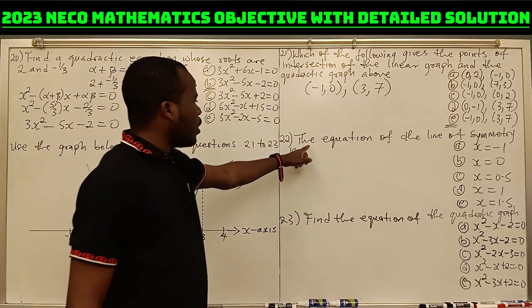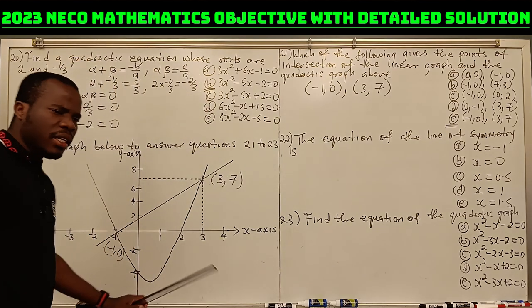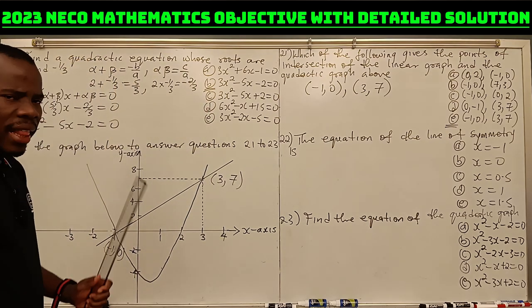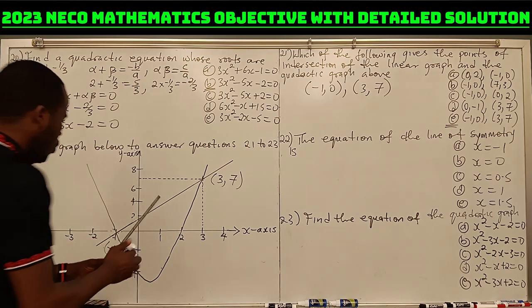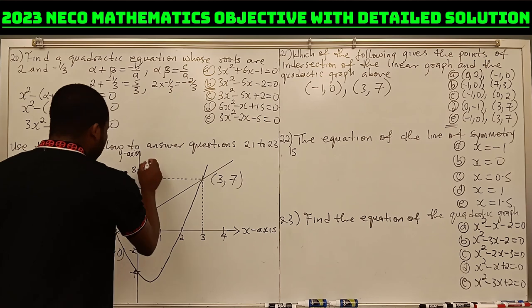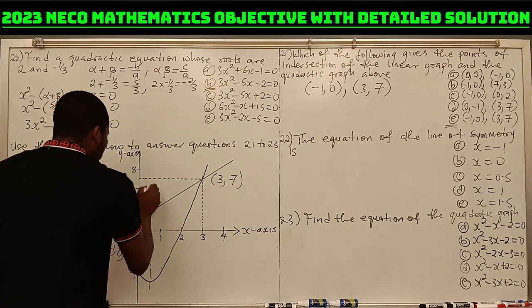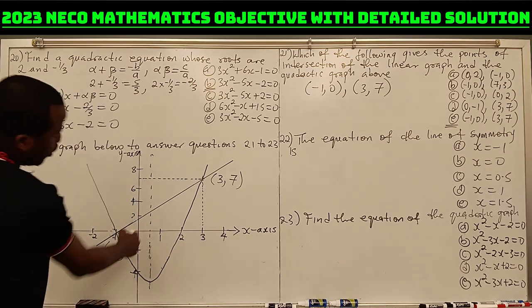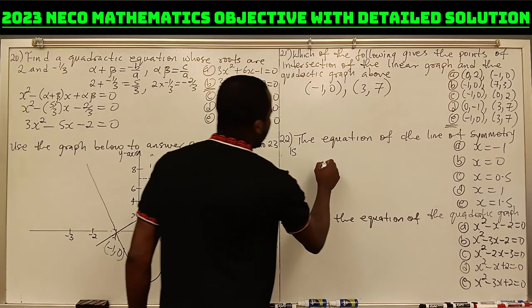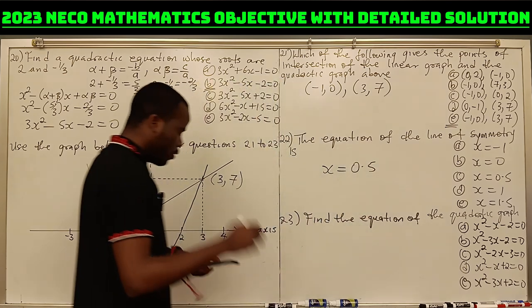Next question says, the equation of the line of symmetry is what? Line of symmetry is the perpendicular line that divides this graph into two equal halves. So this line of symmetry will be that line that passes through this. And if you see, this is 0.5. So the line of symmetry is x equals 0.5. That is the line of symmetry.